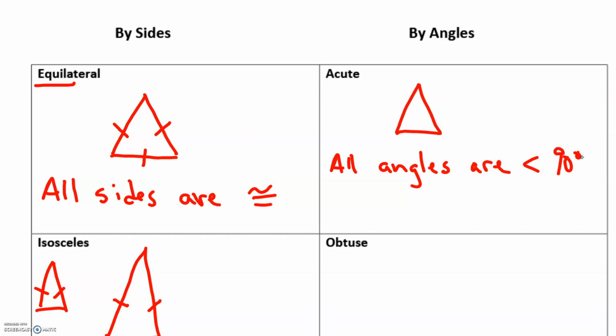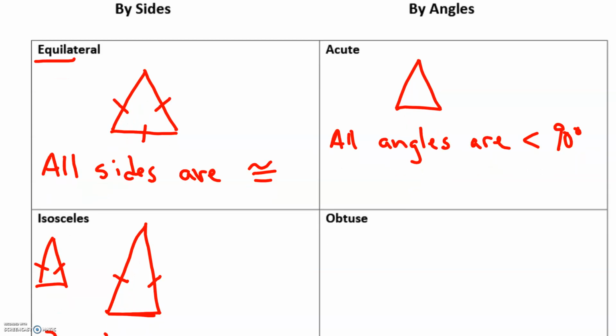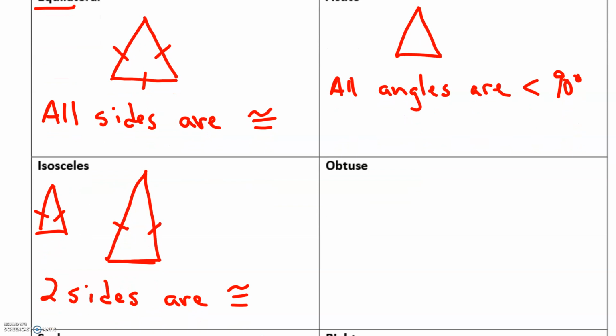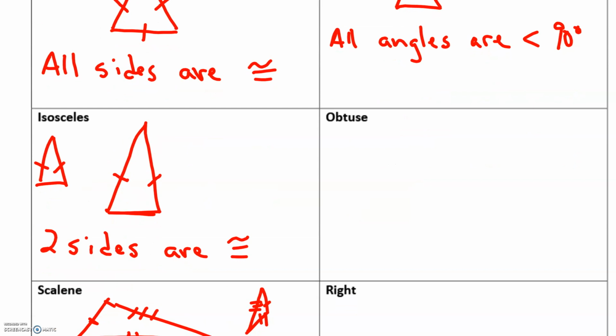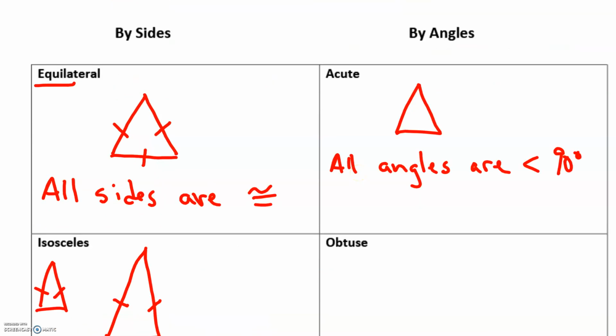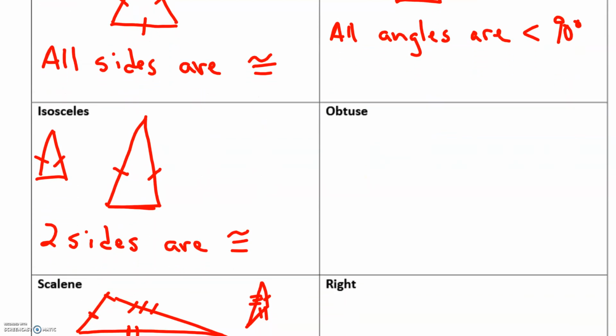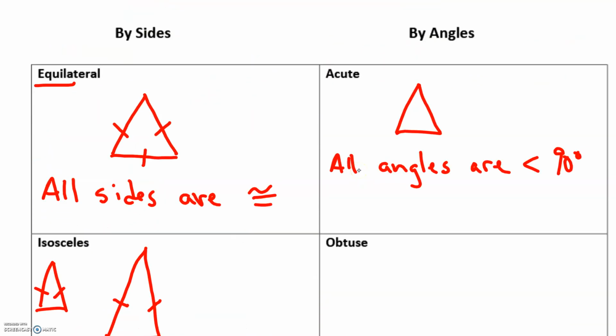Okay, an obtuse triangle. Just like you learned when you were in fourth grade, an obtuse angle is greater than 90 degrees. An obtuse triangle has one angle that is more than 90 degrees. And my word keeps slipping here. Sorry about that.